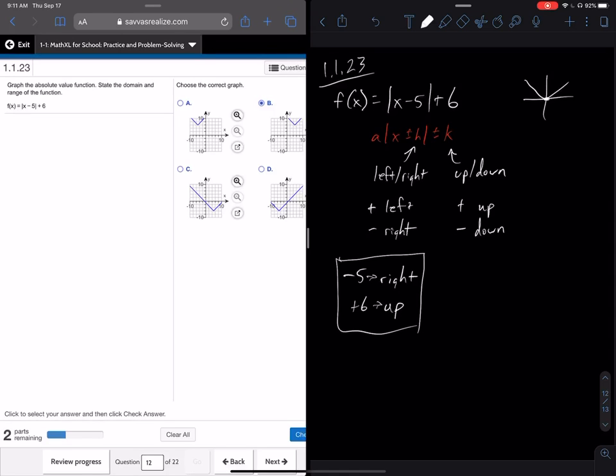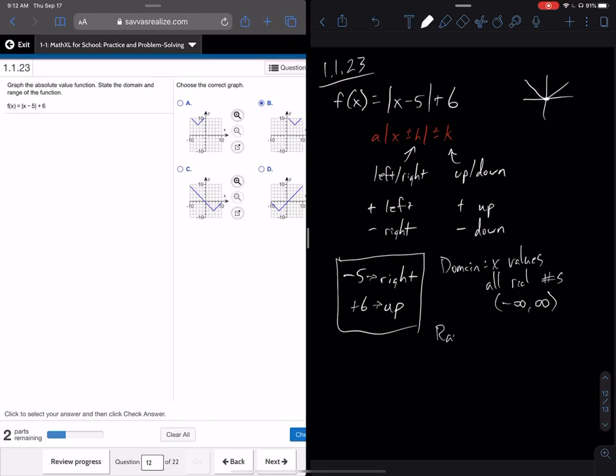Now the second part, they want us to state the domain and the range. So let's take a look at part B, our domain. Your domain is your x values. So what can my x values be? Well, my graph is going to go forever to the left and forever to the right. I can plug in any x value I want into the original function. So my x values are all real numbers. In interval notation, that would be from negative infinity to positive infinity.